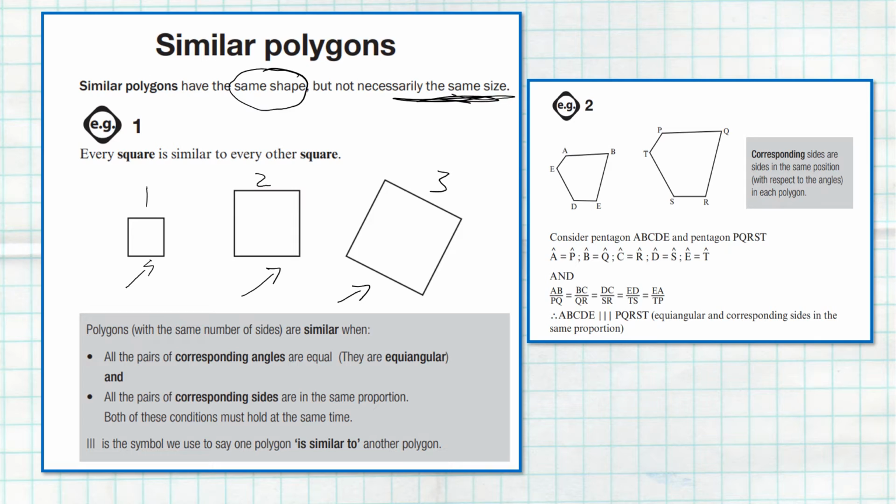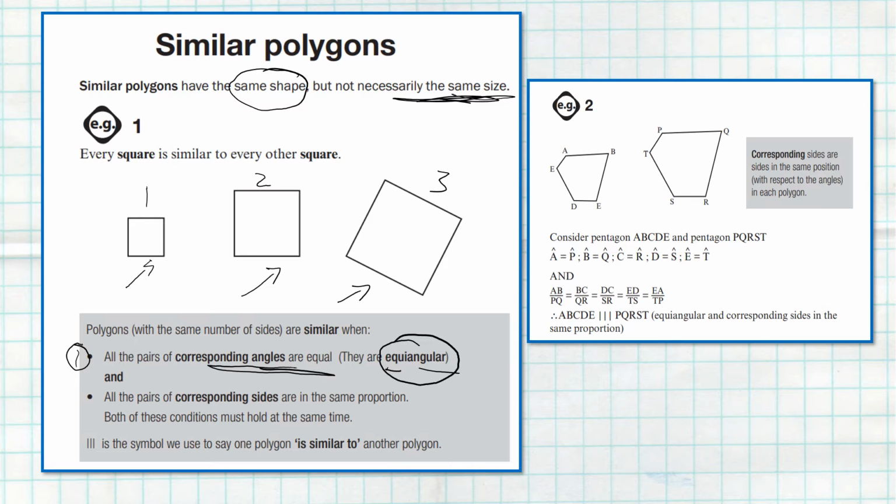Polygons will be similar when, number 1, very important, all pairs of corresponding angles are equal. And when that is the case, we say those 2 polygons are equiangular, coming from the words equal angles. So they just name it equiangular. Now if our polygons have all corresponding angles being equal, then we can say that they are similar. So that's the first condition.